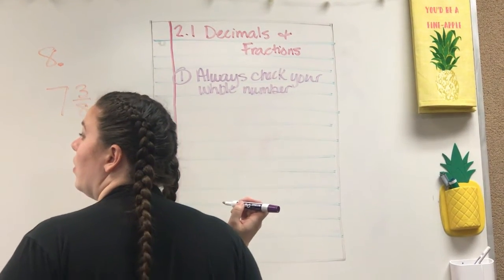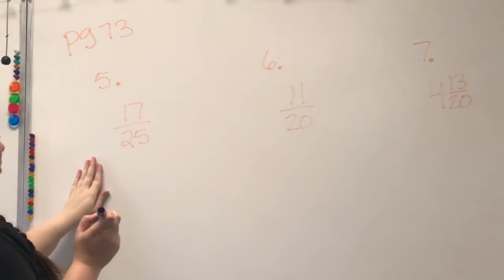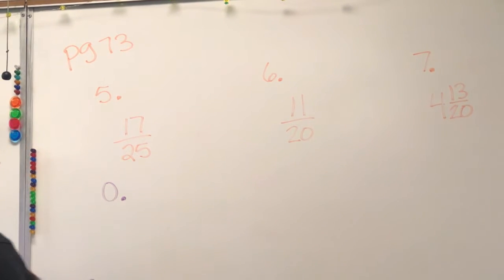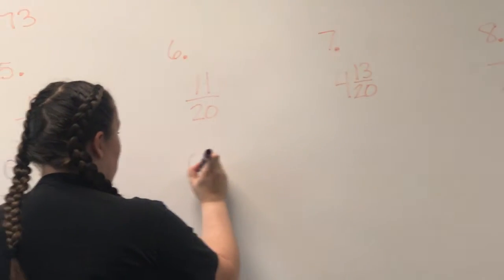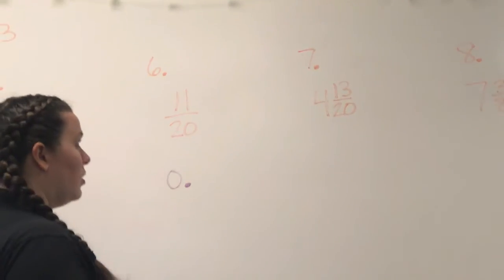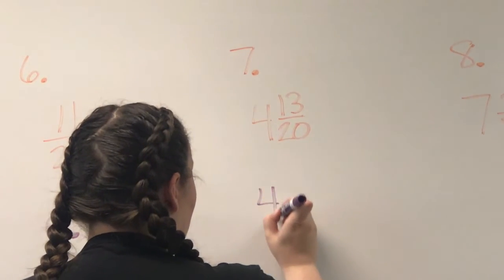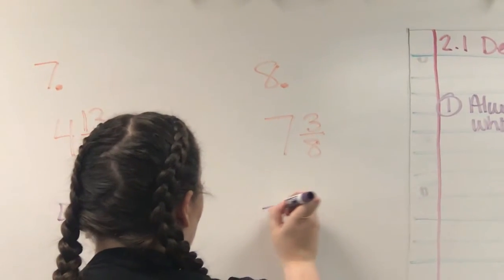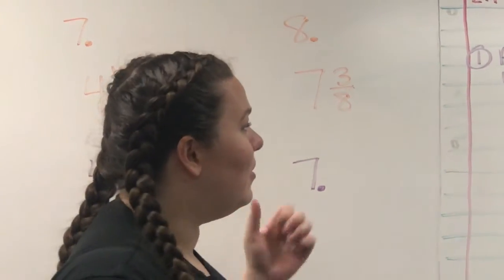Okay. Over here on number 5, do I have a whole number? No, I do not. So I can put 0 point. Okay. On number 6, do I have a whole number? No. 0 point. Number 7, do I have a whole number? Yes, I do. 4 point. Number 8, do I have a whole number? 7 point. Look, half of your work is done for you, so woohoo, you're halfway there.